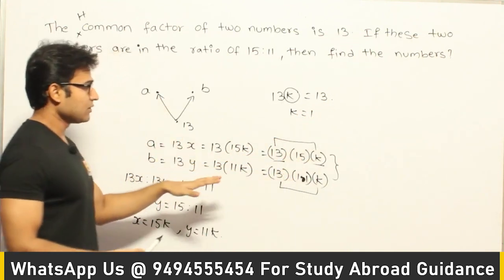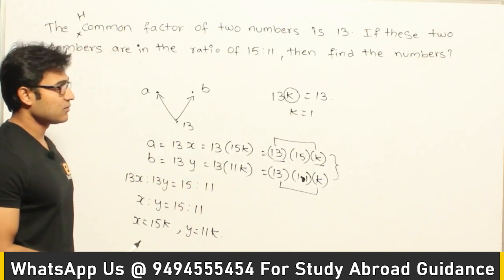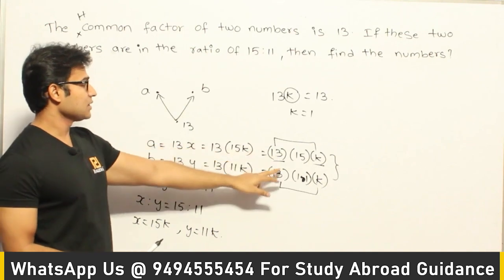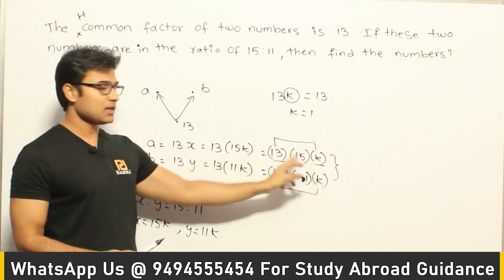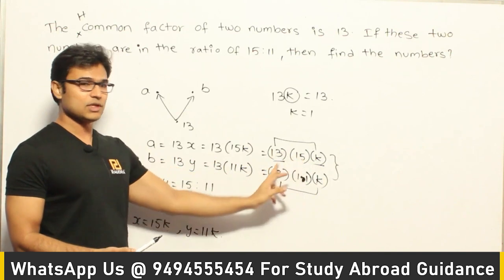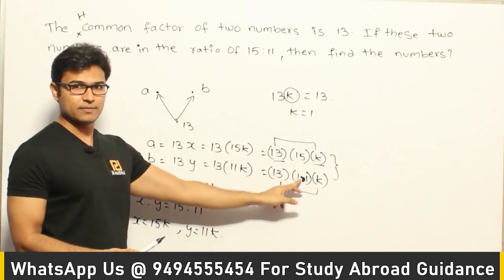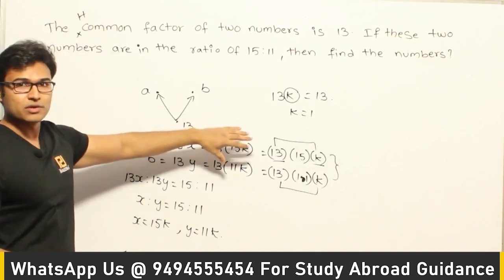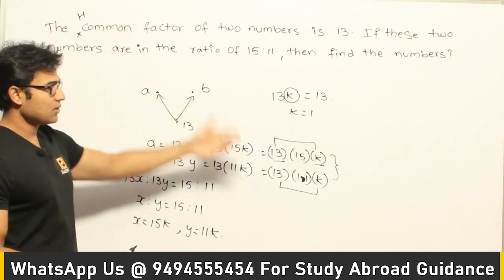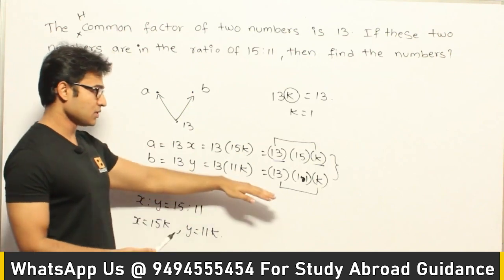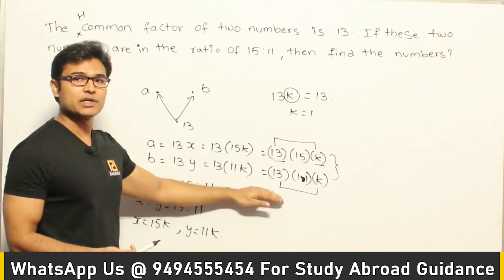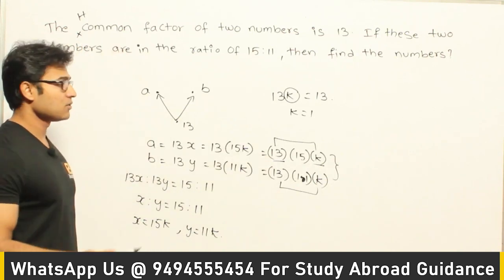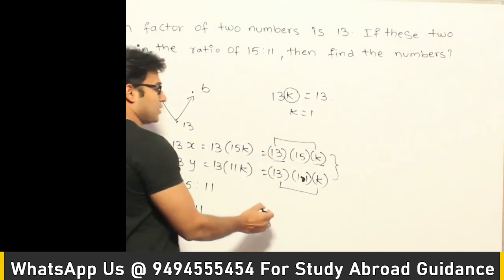If it would have been given as the highest common factor is 26 instead of 13, then you will get 26 here, 26 here, and k here. Then the answer will be 26 into 15 and 26 into 11. Got it? So in case this is given as HCF, you will get a unique solution. If it is given as common factor, you will get many answers, right? So for the original question, the answer is not unique. You will get many answers, and for the next question, which is highest common factor, you will get only one. Got it? Okay.